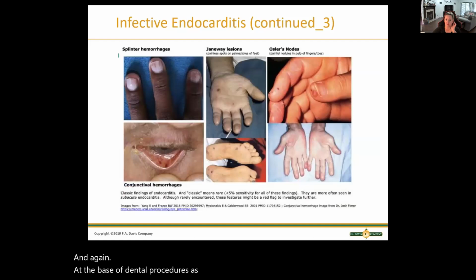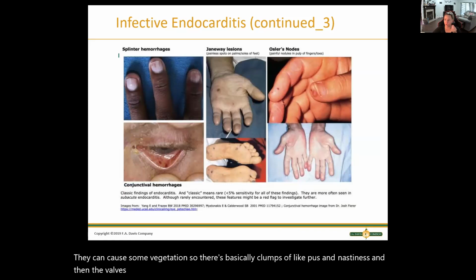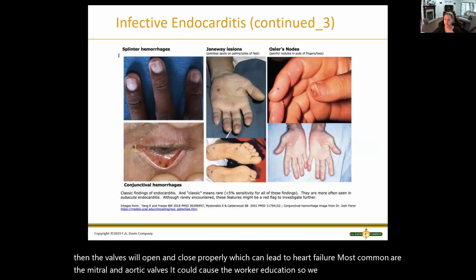Okay. So what are some manifestations? They can cause the vegetation. So there are basically clumps of pus and nastiness, and then the valves won't open and close properly, which can lead to heart failure. Most common are the mitral and aortic valves. It can cause regurgitation, so we may hear a murmur when we auscultate.